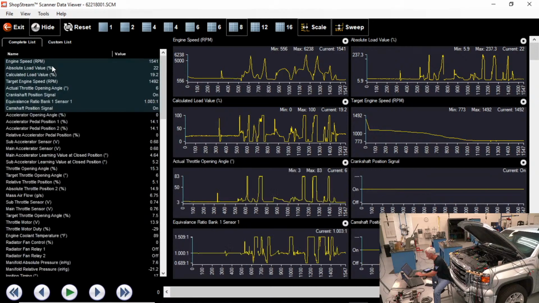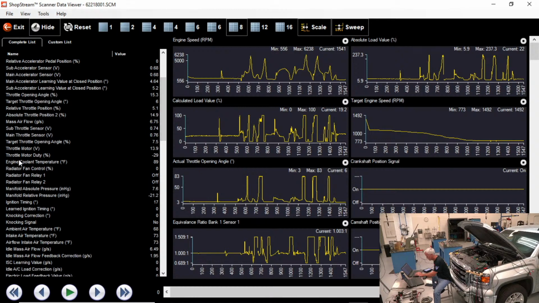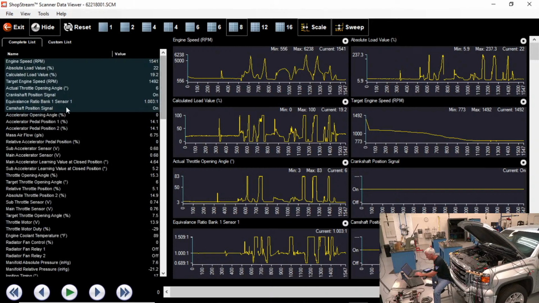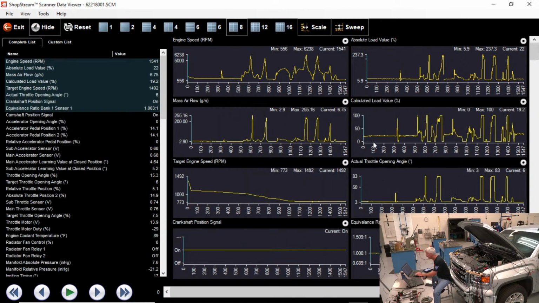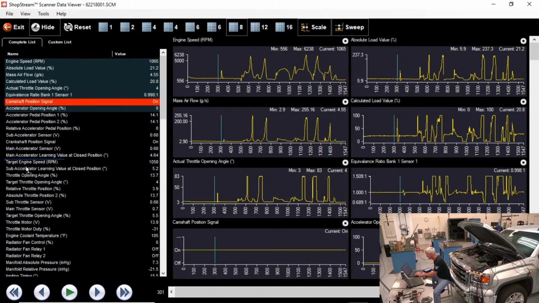So let's see what we've got here so far. Here's my engine speed up top. I'll put mass airflow next to it. I don't even see it. Hold on. Okay, I know I dragged it up here and dropped it. There you are. When you drag these things, it doesn't scroll the list up for you. Okay, so load value, mass airflow is right there. I don't need target engine speed. What's the point of that? I don't need crankshaft position sensors, cam position sensors.